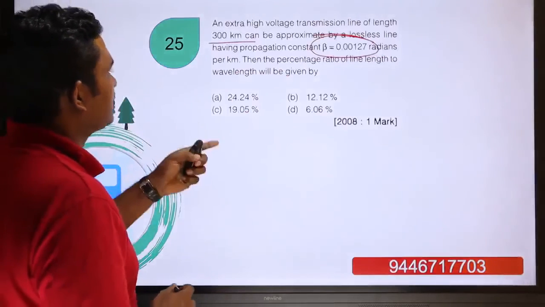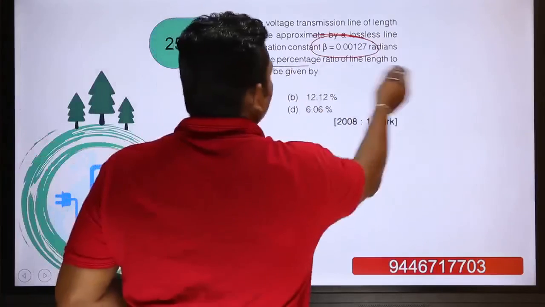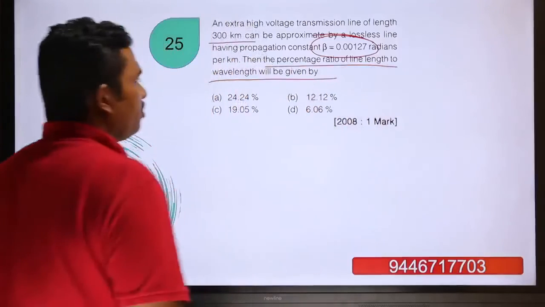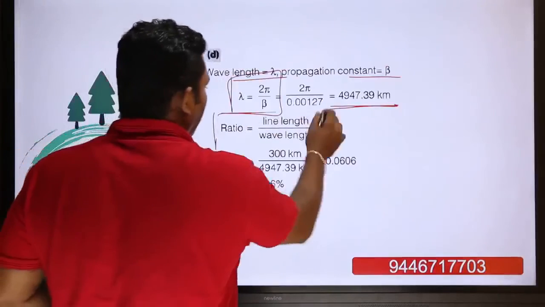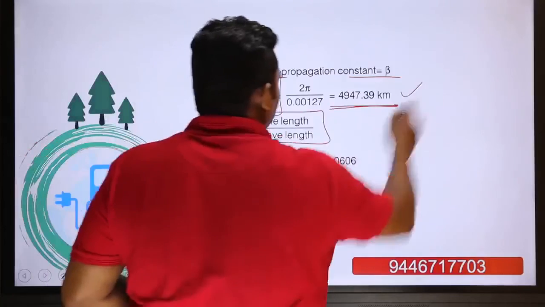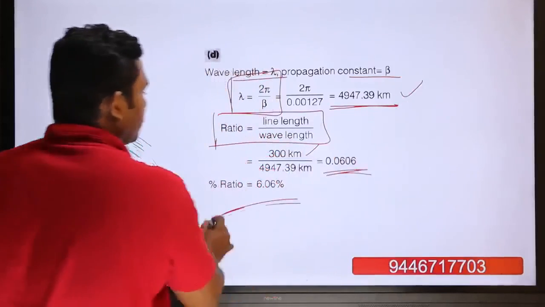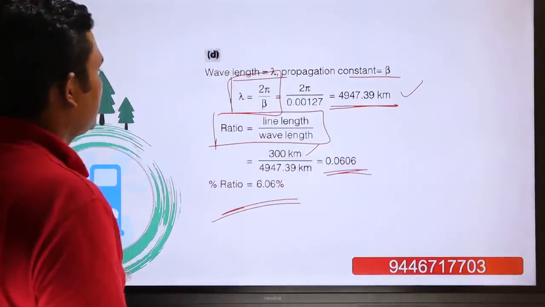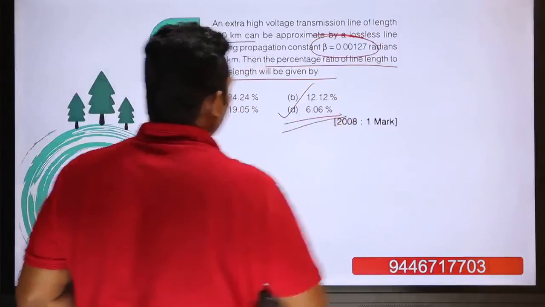The extra high voltage transmission line of length 300 kilometers can be approximated by a lossless line having propagation constant beta. Then the percentage ratio of the line length to the wavelength is to be obtained. So we are going to write it as ratio is equal to line length divided by wavelength. Wavelength is given, line length is also given as 300. So what is the ratio? It is about 6.06%. So option D will be the answer for question number 25.